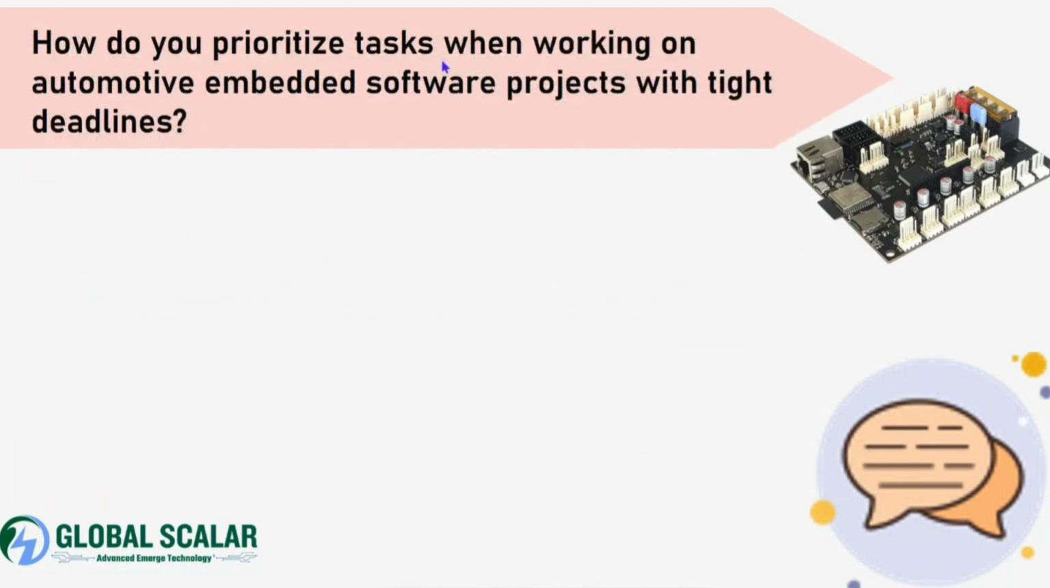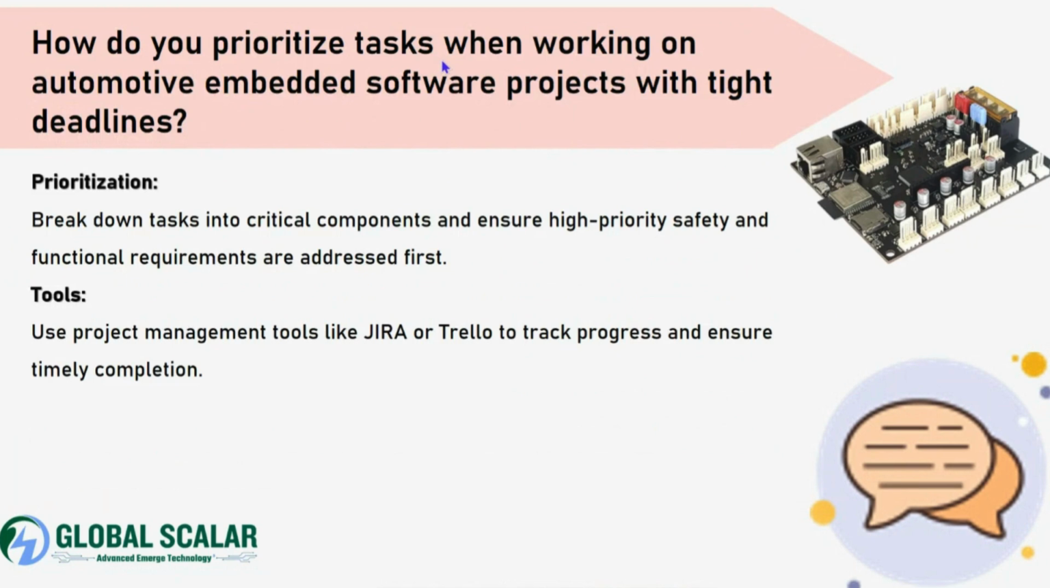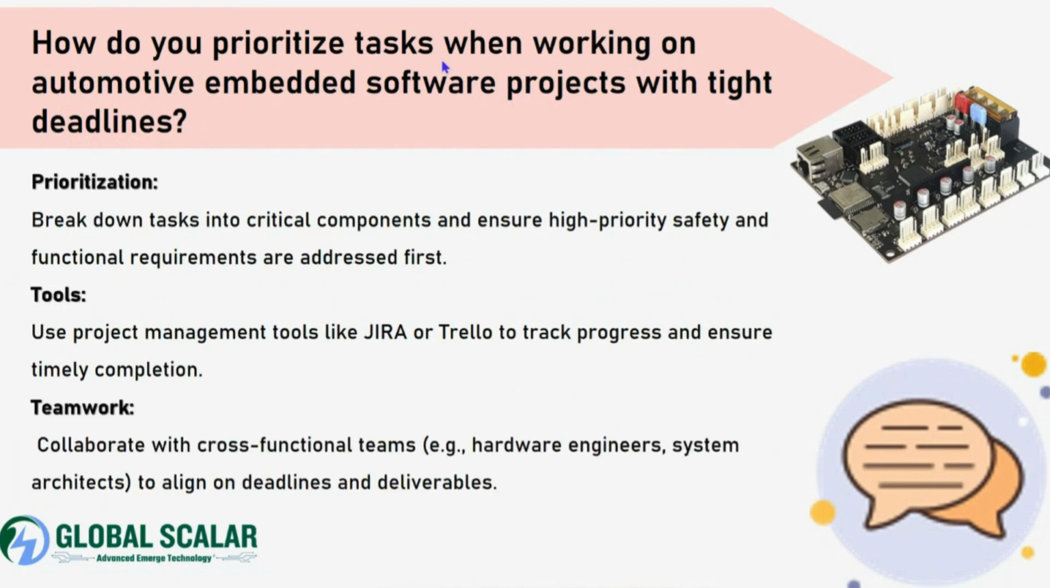application. How do you prioritize tasks when working on automotive embedded software projects with tight deadlines? For prioritization, break down the task into critical components. We need to ensure that high priority for the safety and functional requirements is addressed first. For tools, use a project management tool like Jira or Trello to track the progress, and ensure timely completion. For the team framework, collaborate with cross-functional teams, the hardware engineers or the system architect, to align the deadlines and deliverables.